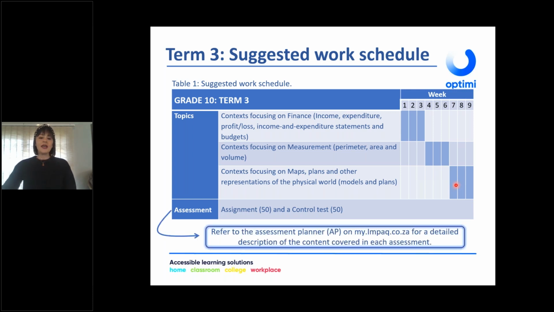Now, before we continue, the assessments that you will be doing for term three are going to be an assignment which counts 50 marks, as well as a control test, or better known as a term test, also counting 50 marks. If you wish to have additional or detailed information regarding your assignment and control test, please refer to the assessment planner, or the AP, on myimpact.co.za. Most of you should be familiar with your assessment planner. You will find that the assessments for the entire year are described in detail there. So please refer to that if you wish to have more information on these two assessments.